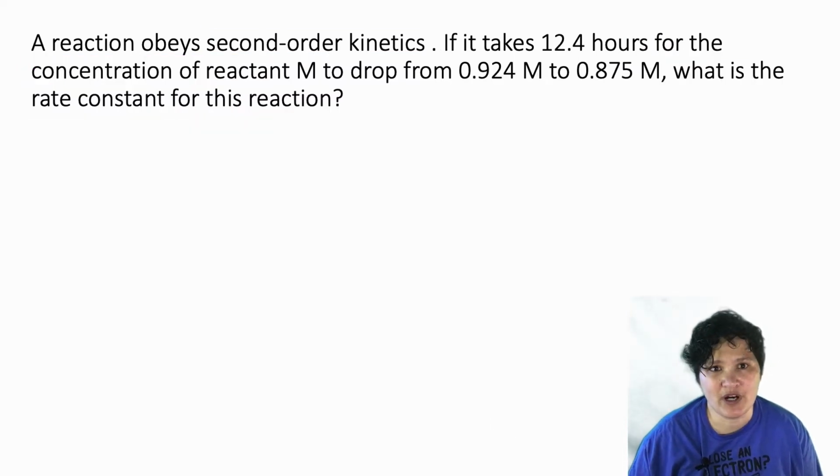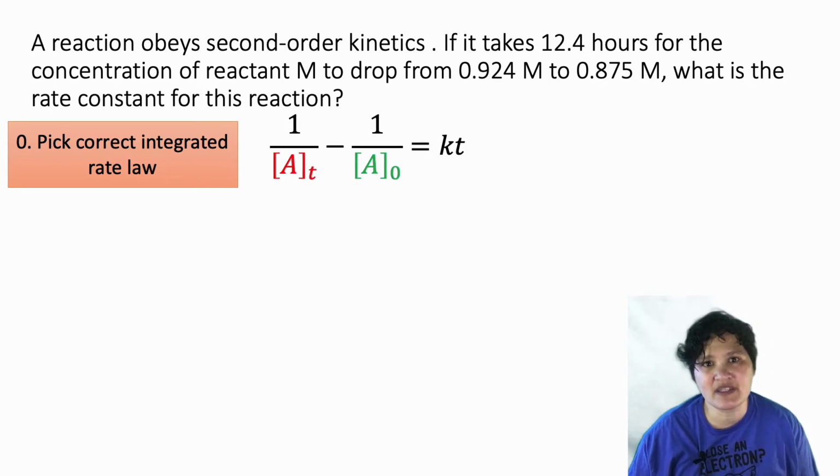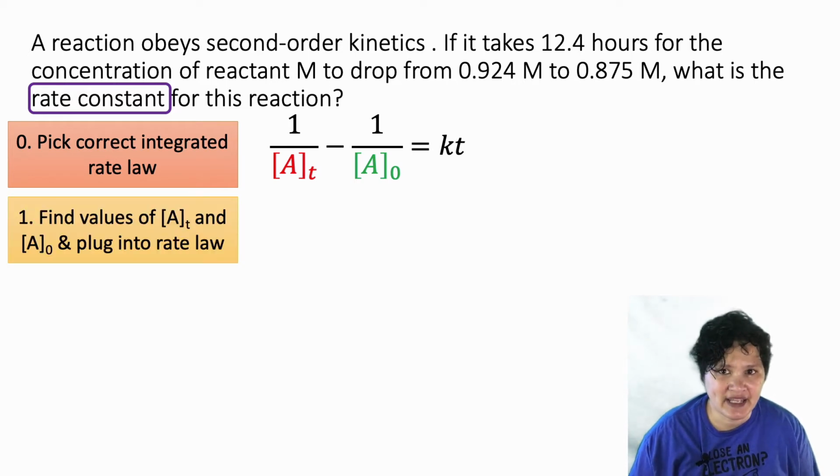Here's a different sort of problem. It's still second order kinetics. We're still going to use the same rate law, but what we're looking for here is the rate constant. k is what we don't know. We know everything else. So let's find our value for A t and A naught.